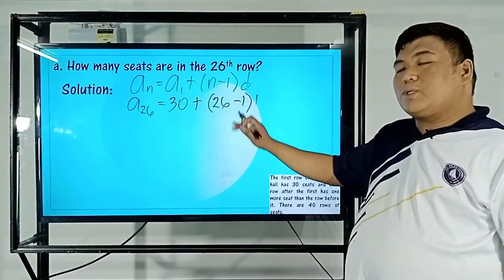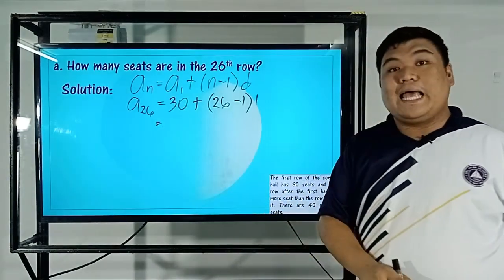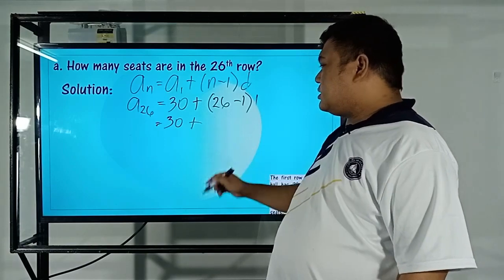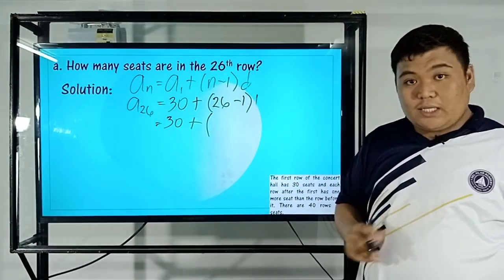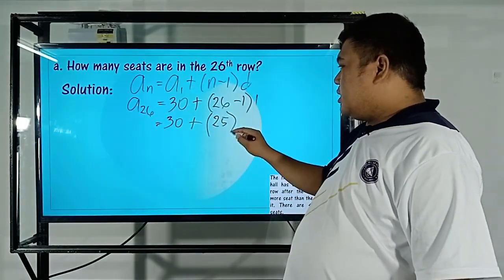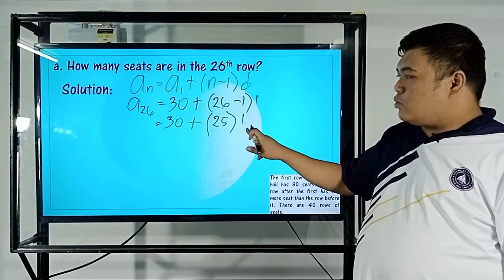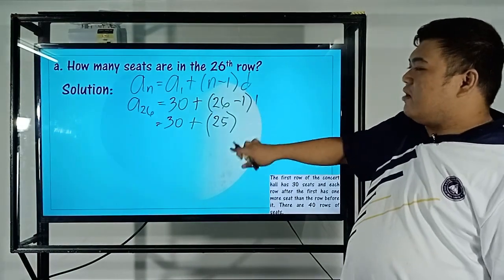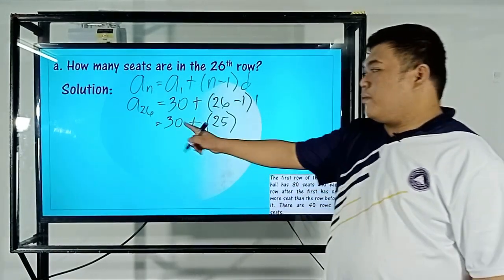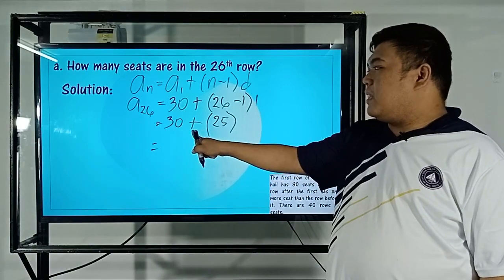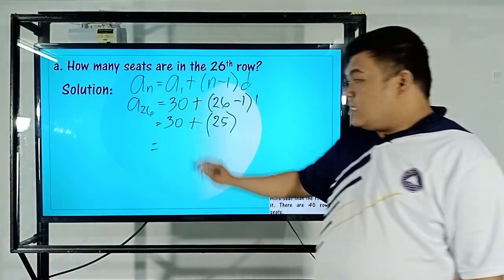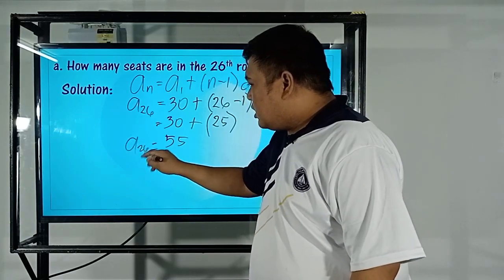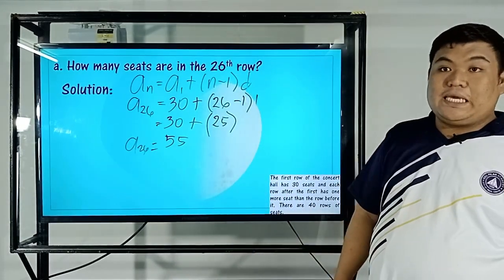Again, following the PEMDAS rule, start tayo mula dun sa pinaka-loob. So we will have 30 plus 26 minus 1 is 25 times 1. And since 1 na lang naman yon, 25 times 1 is still 25. So, hayaan na lang natin doon si 25. So, we will just have 30 plus 25. That will give you 55. So, therefore, a sub 26 is 55.